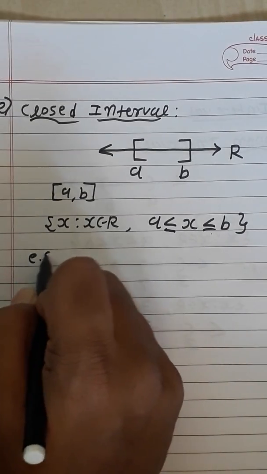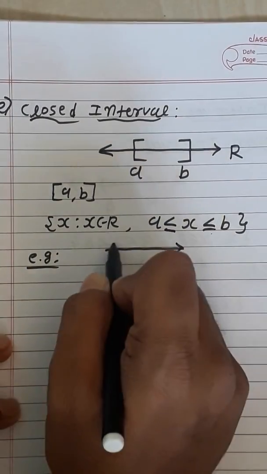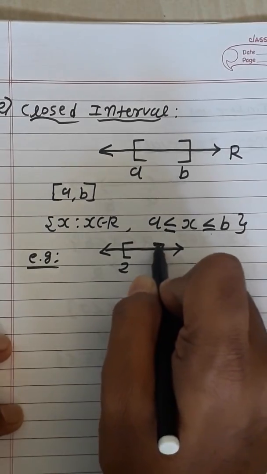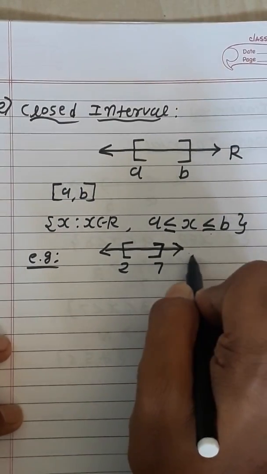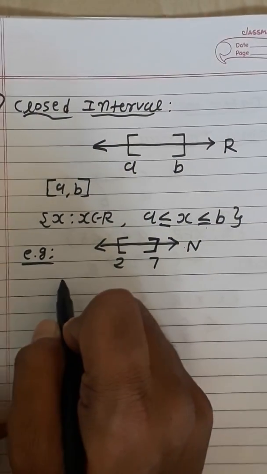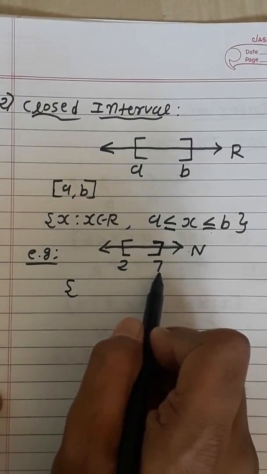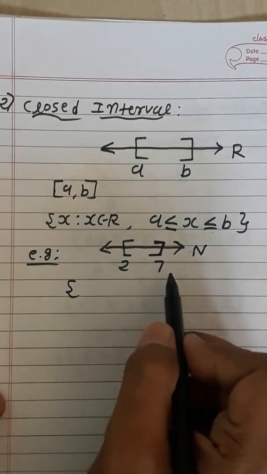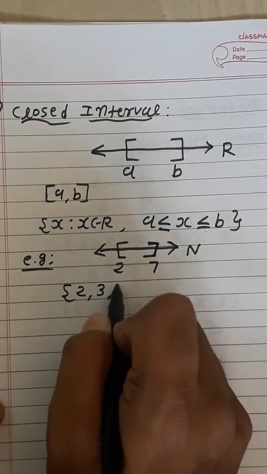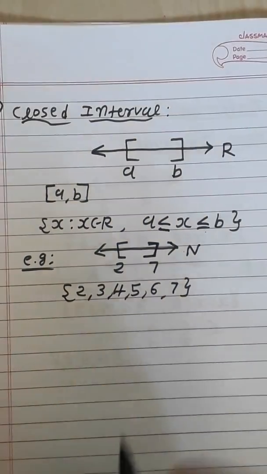We can take one example. Suppose on the number line, closed interval from 2 to 7 is present, and we are talking about natural numbers. In closed interval, all the numbers between 2 and 7, as well as 2 and 7 themselves, are included. So the answer is the set {2, 3, 4, 5, 6, 7}.